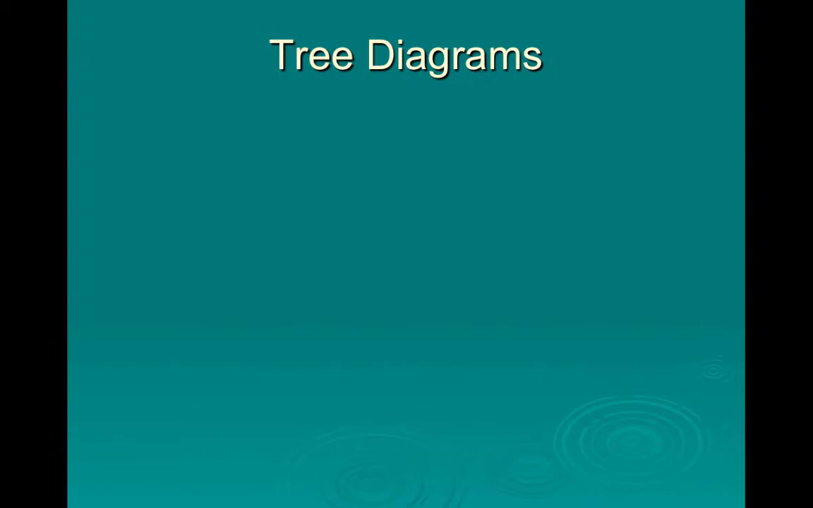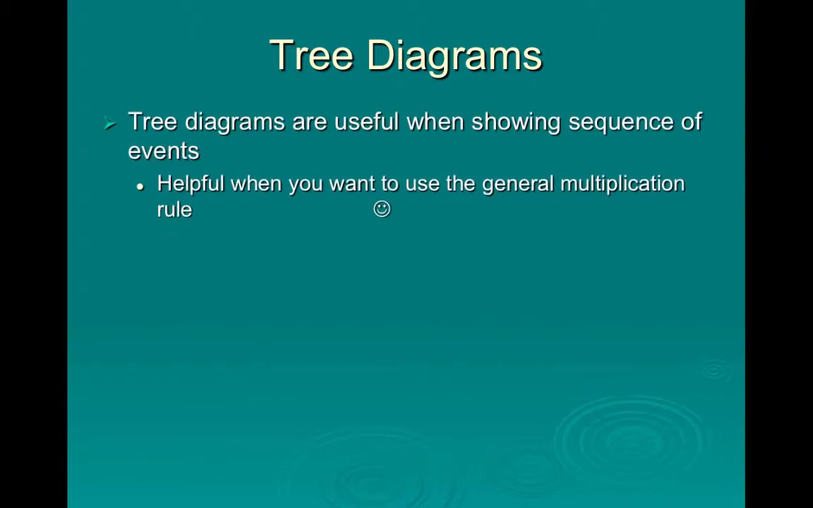Tree diagrams are another display that we can use to model probabilities. Tree diagrams are used in particular for dependent probabilities, when one event is based off of another event. So tree diagrams are useful when showing sequence of events. They're helpful when we want to use the general multiplication rule.